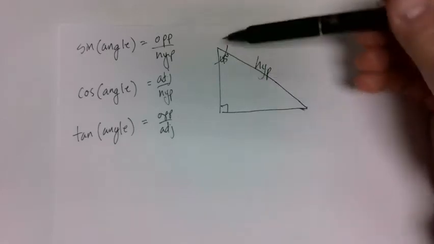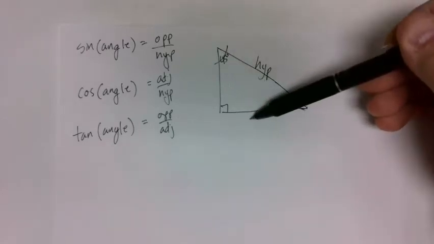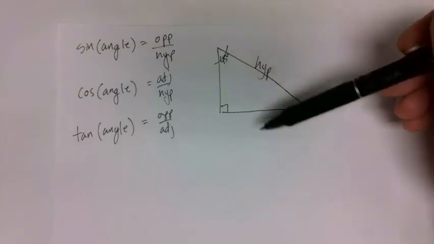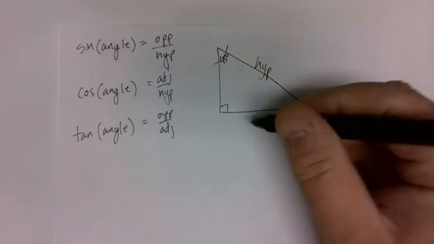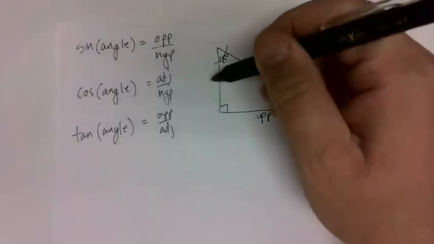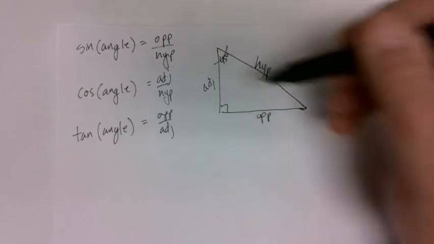Then opposite. The angle is across from the opposite side. You're never going to be talking about an opposite angle or an adjacent angle. It's always an opposite side. So there's my angle. Opposite is over here now. Okay? And that means this is the adjacent.